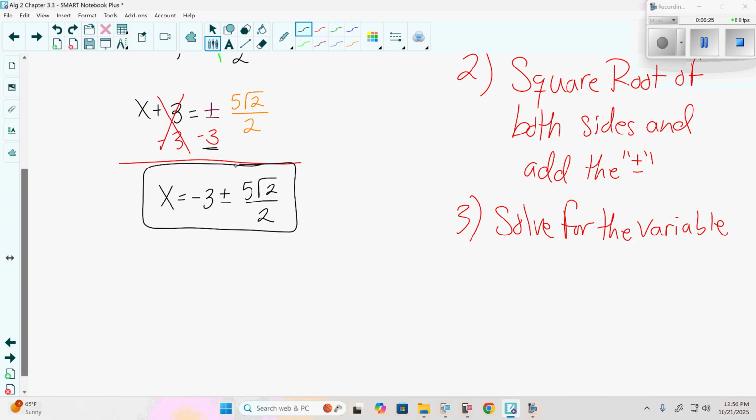Now, if they were like terms, say we had negative 3 plus 5, we're going to add, we're going to subtract, we're going to combine those. If we can combine them, we're going to combine them. If we can't, we're going to leave it here. And at this point here, this is as far as we can take it. This is as simplified as it gets. Questions on this here?